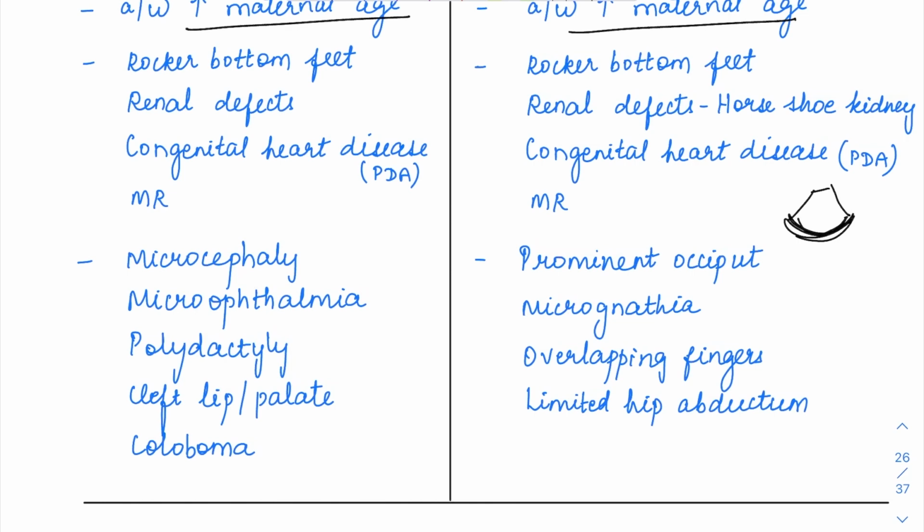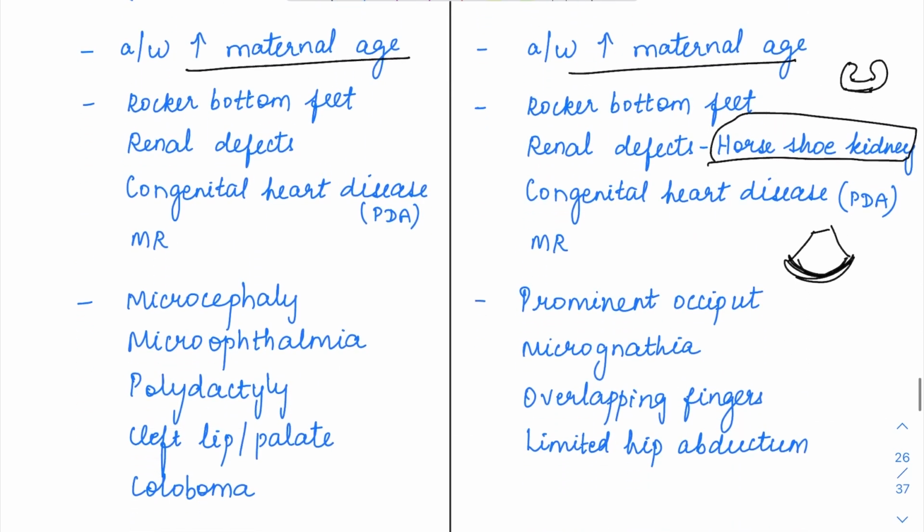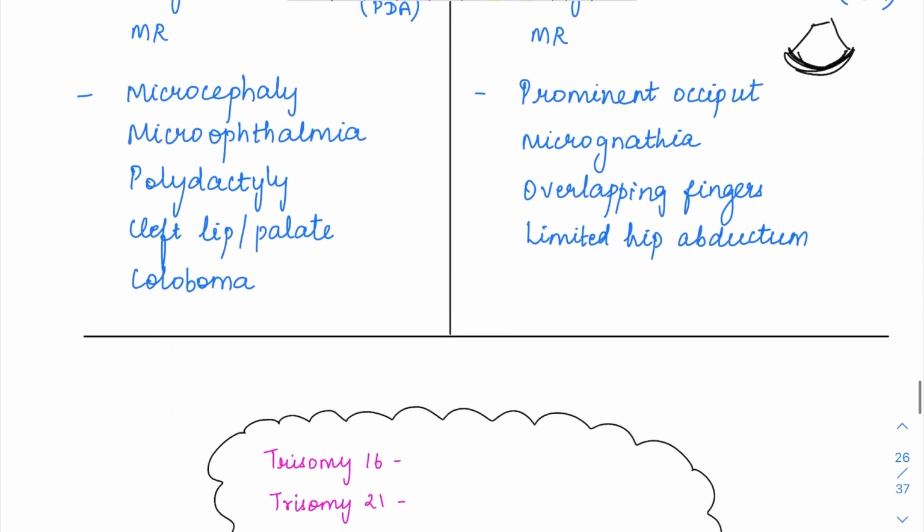Apart from that, renal defects are going to be present. Congenital heart defects are going to be present. Mental retardation is going to be present. In renal defects, it is going to be horseshoe kidney. That is, the lower pole of both the kidneys is going to be attached like this, crossing the midline and attached like this, appearing like a horseshoe. So this is what we see in Edwards syndrome, horseshoe kidney in Edwards syndrome. Apart from that, these are the common features.